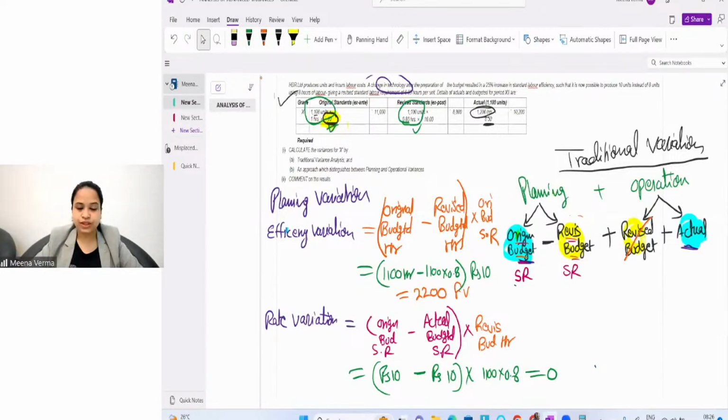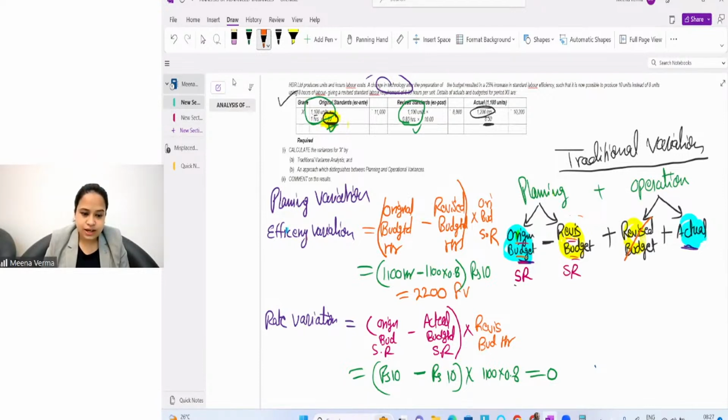Management is going good. The strategic level management is doing well. Okay? There is no variation in rate. It is good. And in case of efficiency variation also, it is a favorable variation. They have set a higher standard than what is actually happening. So you can see there is no problem in planning variation. I have made this conclusion also.